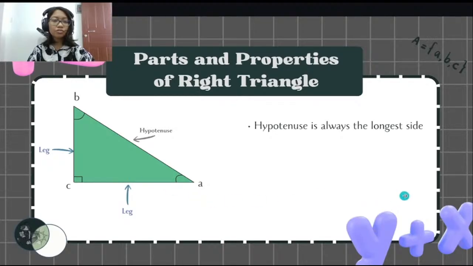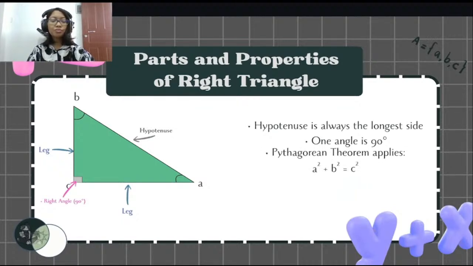Right triangles follow important properties. In a right triangle, one angle is 90 degrees, so the other two angles must be acute and complementary. The Pythagorean theorem applies only to right triangles.